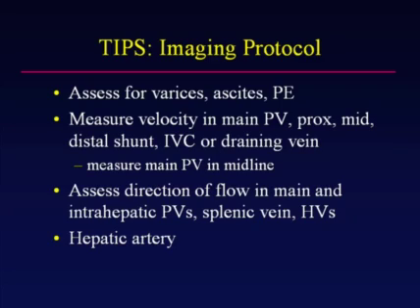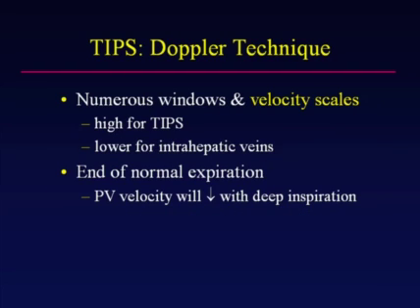In addition, we measure the velocity in the main portal vein, and this velocity in the main portal vein should be measured in the midline about 2 to 3 centimeters before the proximal end of the TIPS and the proximal, mid, and distal shunt in the inferior vena cava or the draining vein. You want to assess the direction of flow in the main and intrahepatic portal veins, the splenic vein and hepatic veins, and lastly, you want to look at the hepatic artery. And just like the examination of the liver parenchyma, of the liver vascularity, you will need to use numerous windows as well as velocity scales to do a complete examination.